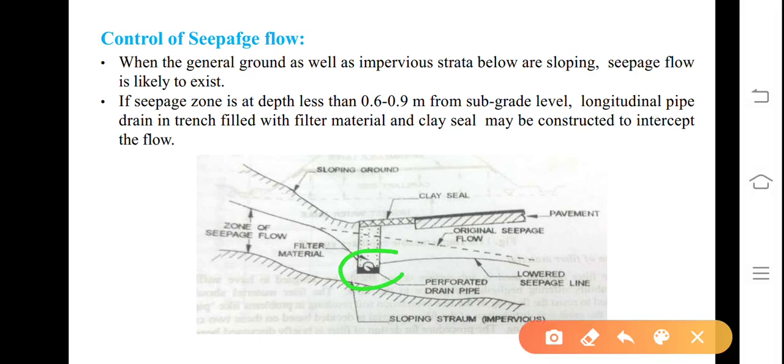The longitudinal drains with a pipe can be provided when there is a slope from both the sides. It is possible to intercept the water and it can be removed from the position. Thereby pavement and subgrade can be kept dry.